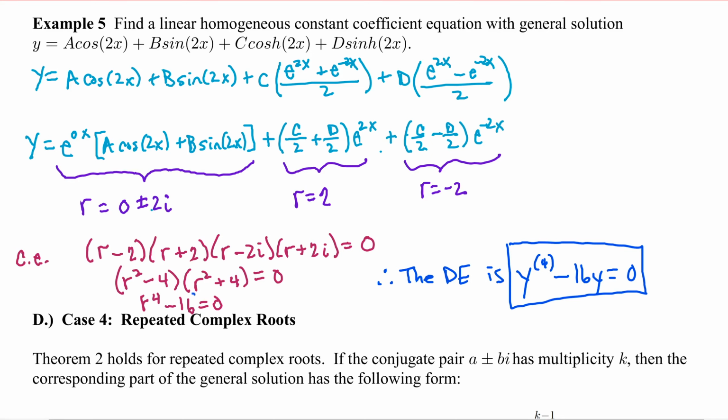Remember, the power on r corresponds to the order of the derivative. So right here especially, you have r to the 0th power, so you're looking for a 0th order derivative, and that just gives me my y term. So working backwards from the solution, we were able to determine what the original differential equation was.